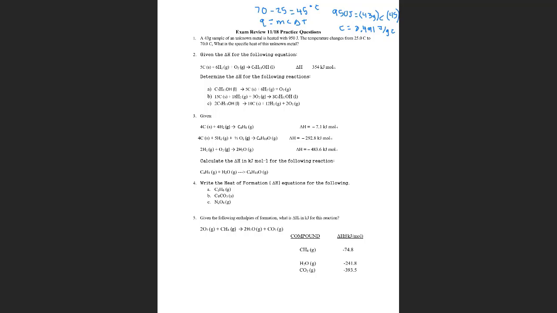If not, then we can go ahead and do number 2. So number 2 says, given the delta H for the following equation, and then it gives you the equation with the delta H of negative 354 kilojoules per mole, determine the delta H for the following reactions. So look at the equation in letter A. What do you notice about that equation compared to the one given?